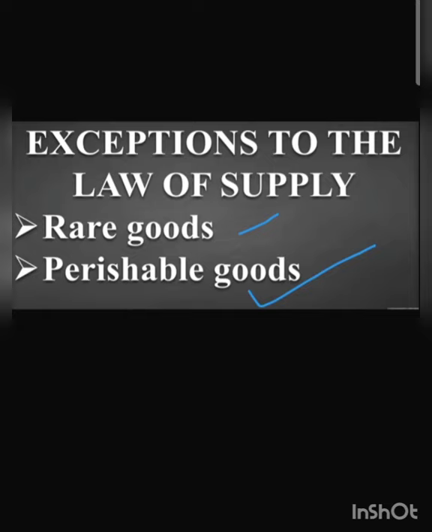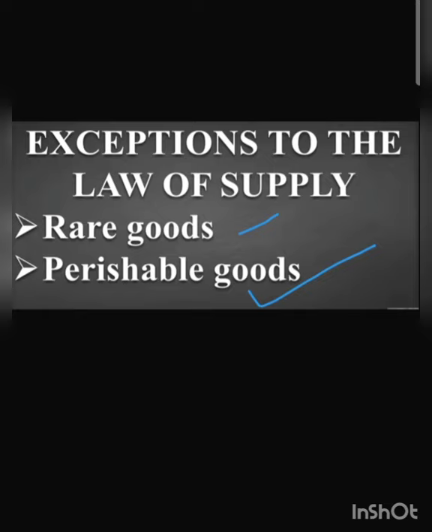So what will happen here: if the price falls also, the supply is not going to contract, because we are not going to store perishable goods for a longer period of time, because we cannot preserve such things. Hence we need to sell that goods, we will have to sell it. So in that situation we can term this also as one of the exemptions to the law of supply, that is rare goods and perishable goods. These are not included in the factors affecting supply. These are the two that are exempted from the law of supply.